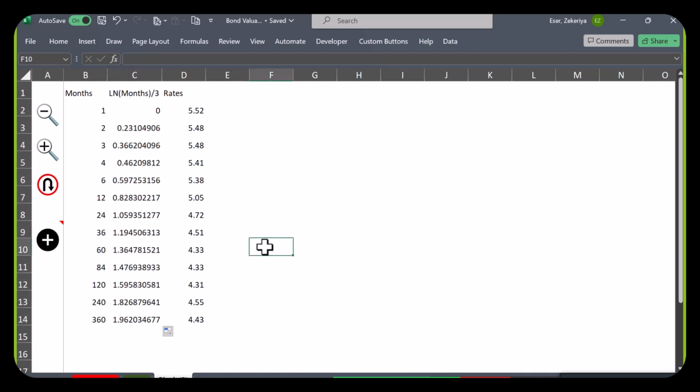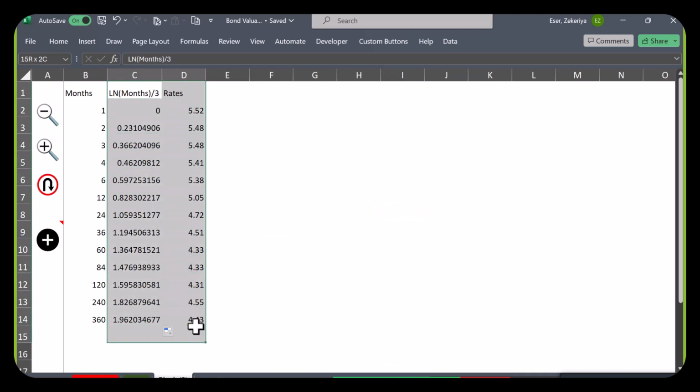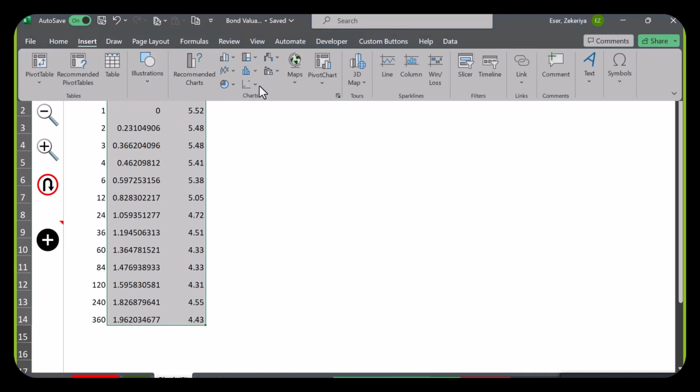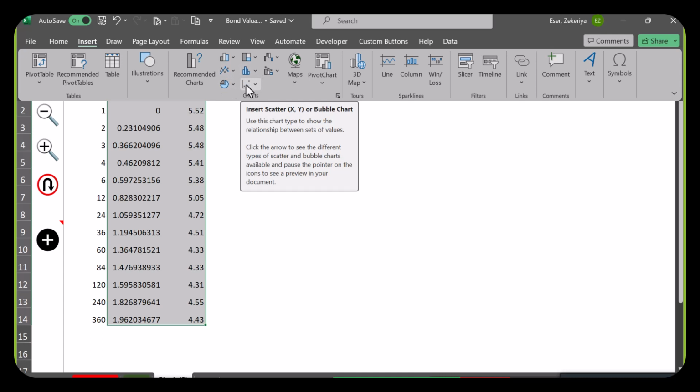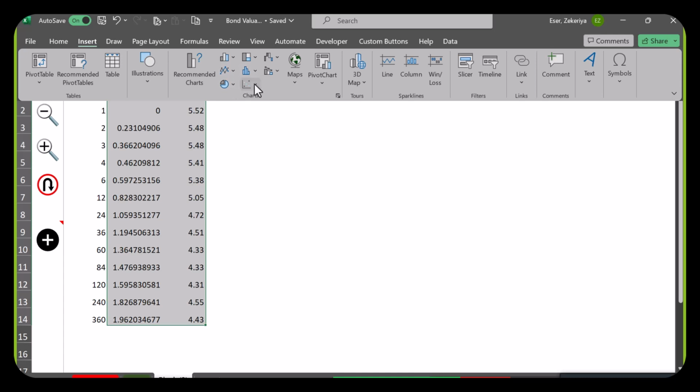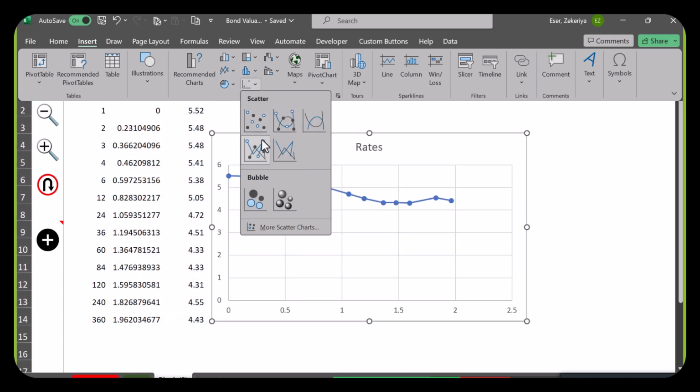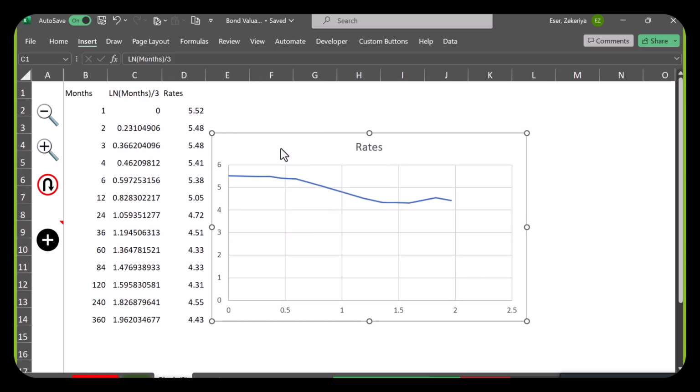And the only reason I'm doing that is that I can actually fit curves better to this one. First, I'm going to go ahead and copy those data, insert in the charts, use this one with the dots, the scatter graph or XY graph. I'm going to use just this one.